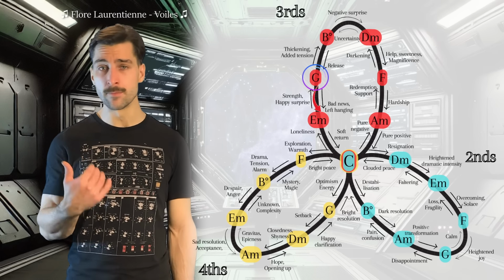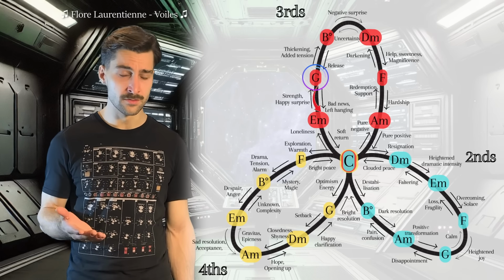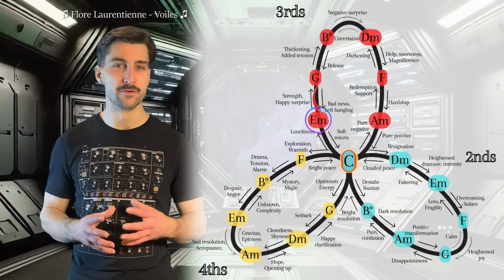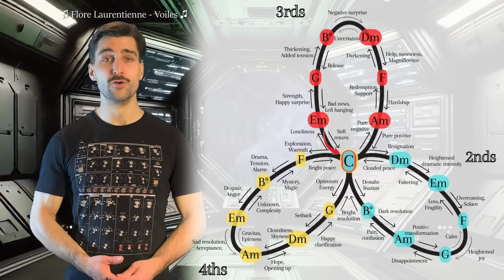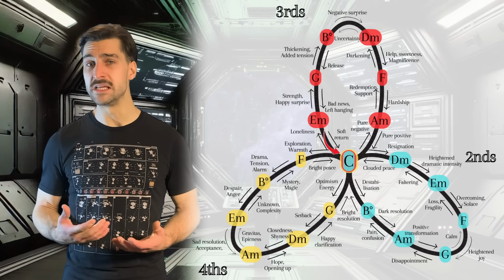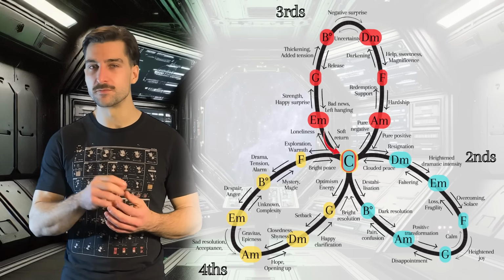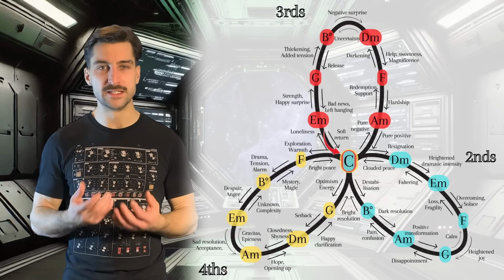Resolving the G chord to an E minor chord is rather unusual, but it's an interesting way to suggest a missed opportunity or bad news. Finally, moving down from E minor to C, to me, conveys a sense of delicacy, of softness, because you're just moving one little note and peace is being restored.